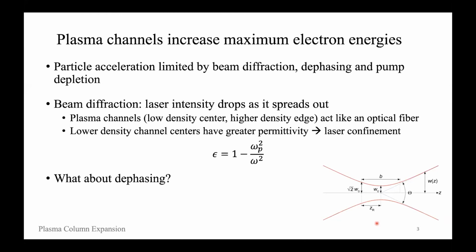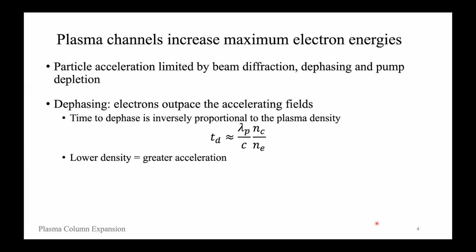But the question is, what about dephasing? Is that going to help us in that area, or is that going to hurt us? And the answer is that it's actually going to help us. So dephasing is when those electrons, they're relativistic, they're accelerating, and they start to outpace those fields that are accelerating them. And so you can approximate the time for those electrons to dephase, and it is actually inversely proportional to the plasma's density. So that means lower density plasma channels will both focus the laser pulse and achieve greater acceleration for those outgoing electrons. So now you may be wondering, how do we form these plasma channels?